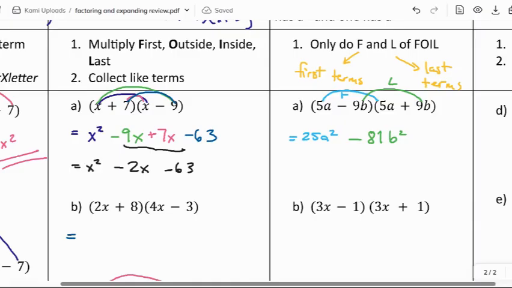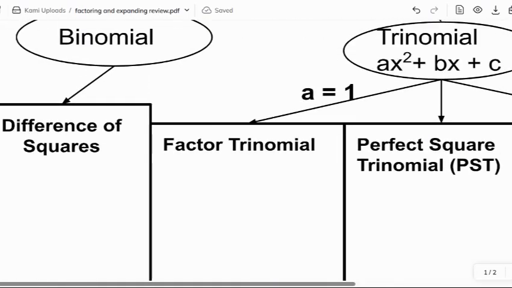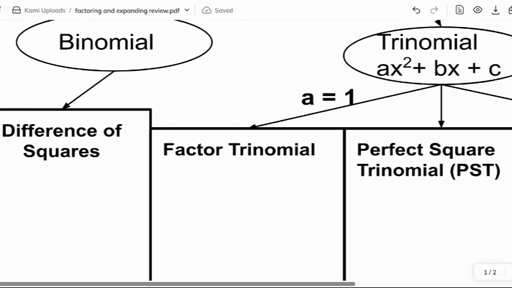So this is called sum and difference. But there is a factoring method that is related to this one. Flip your page and tell me the name of the factoring method that is related to this. Actually, I want everyone to point to it. Difference of squares. How do I know it's difference of squares?